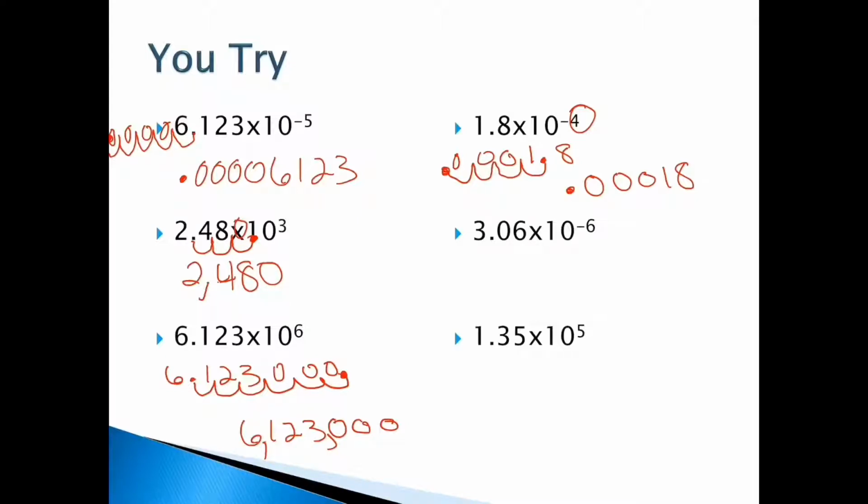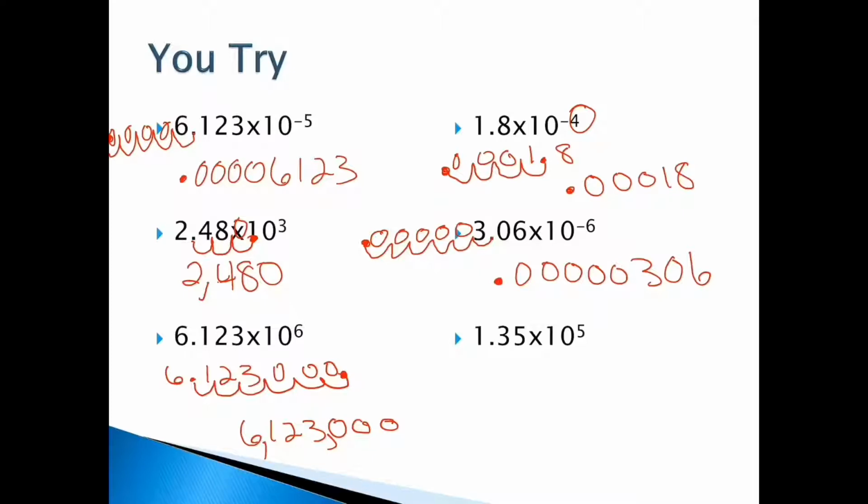Our exponent is negative, means it's going to be smaller than 1, means we're going to move it to the left, and we're going to move it 6 spaces to the left. So let's do that. 1, 2, 3, 4, 5, 6. Now fill in your zeros. Okay, our number is now 0.00000306.